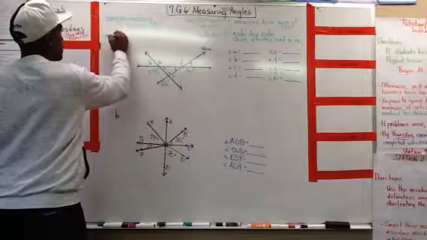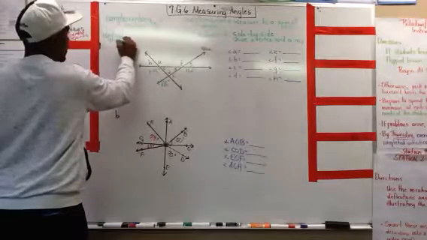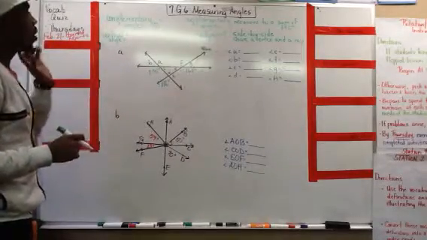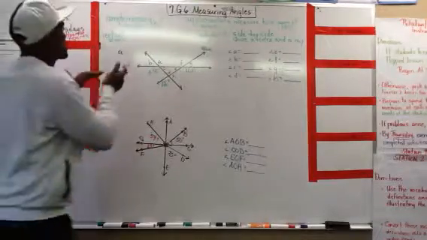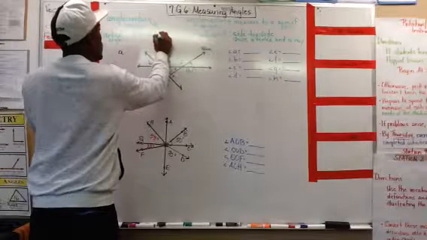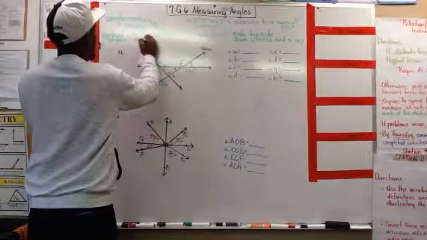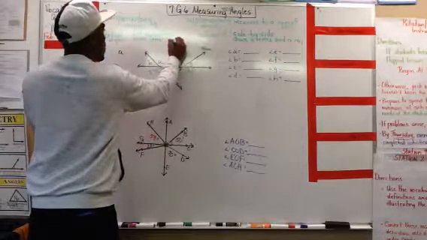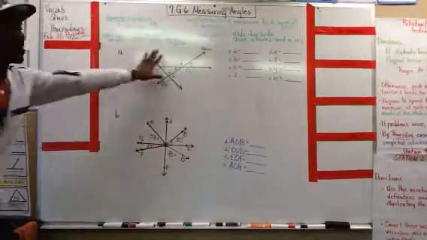Vertical angles. If you watched the last video, I told you two specific details about vertical angles. How do we identify vertical angles? They sit across from each other. What do we know about their value? They're equal. Equal value.